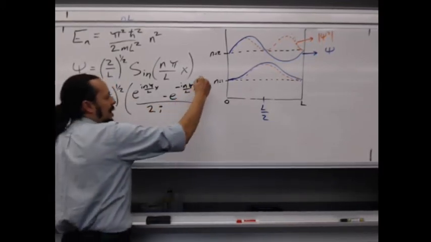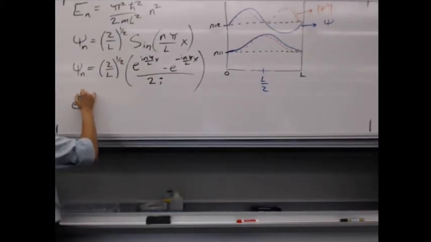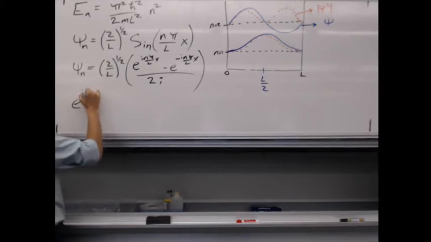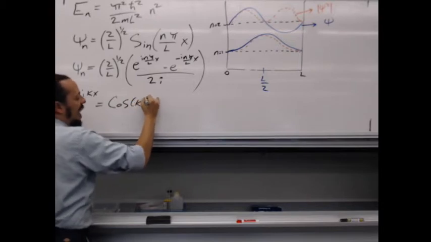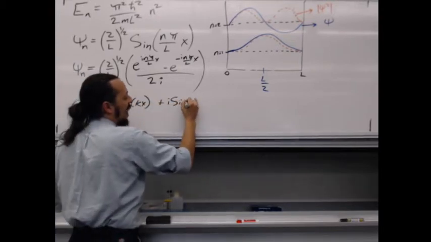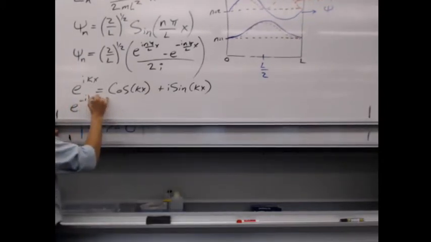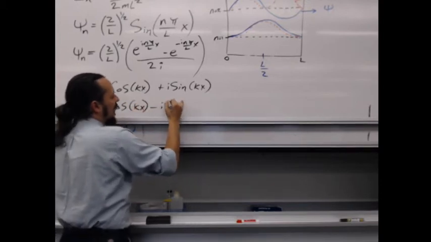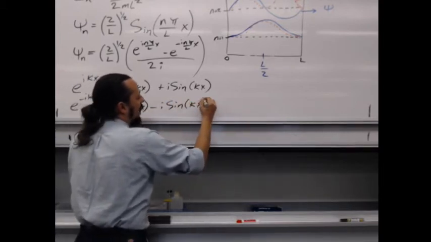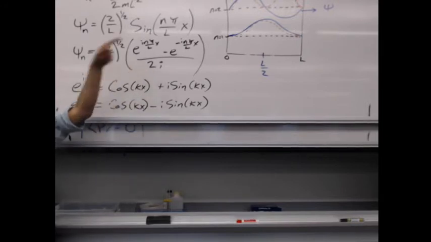We can rewrite this using the Euler decomposition. So remember, e to the i kx is equal to cosine kx plus i sine kx. And e to the minus i kx is going to be cosine kx minus i sine kx. If I subtract these two functions from each other, the cosines disappear, and I get a 2i sine.